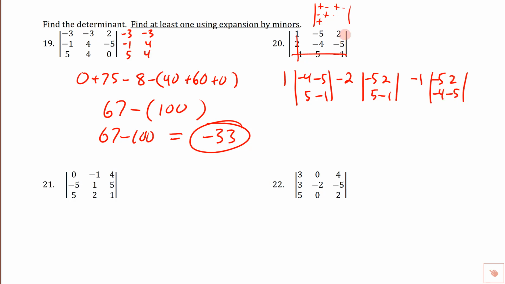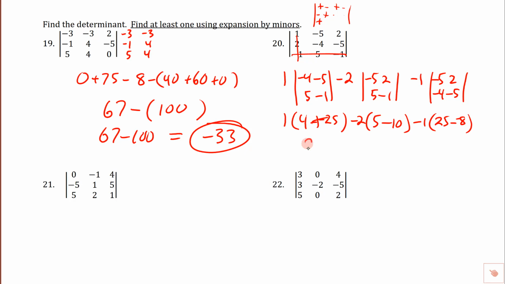Now, again, if you want to go through and do this using diagonals, that's totally okay. Let's see what we get here. So this is going to be 1 times downward diagonal is 4 minus the upward diagonal, which is -25. And then we're going to have -2. Downward diagonal is 5 minus the upward diagonal, which is 10. And then -1, downward diagonal is 25 minus the upward diagonal, which is -8. Okay, so we're going to add those together.